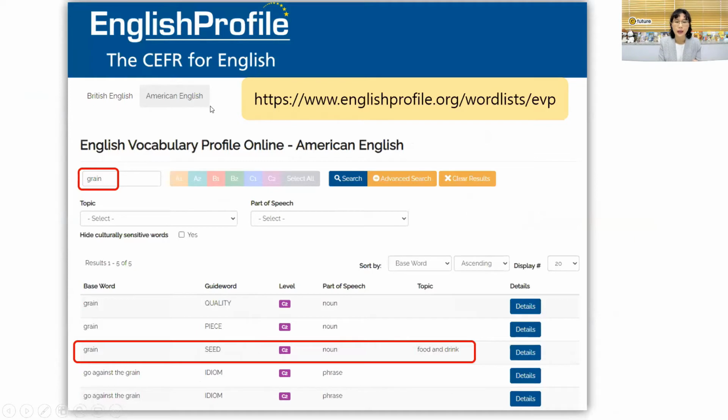here. Do you know this website, English Profile? If you go to this website, here's the address, you can check the difficulty level of the words. Okay, you can type the word here. So I typed grain, and grain is C2 level according to CEFR. So if you have a word and you want to check the level according to CEFR, then you can go to this website and check. Okay, so that's what I did with these words.